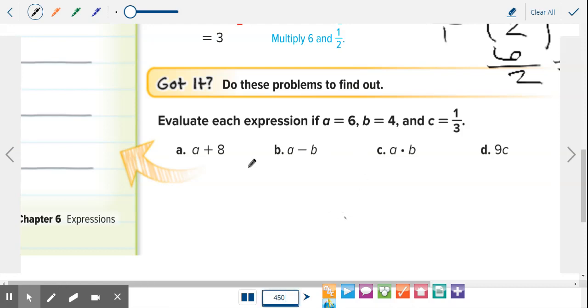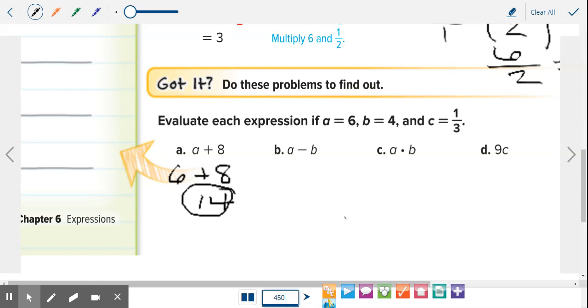All right, so letter A, who can walk us through this one? Emily. So what do we have to do first? You have to switch the A to 6. Okay, so we replace A with what they give us, which is 6. So 6 plus 8. And now what do we do? You add 6 plus 8, and that equals 14. Any questions on that one?